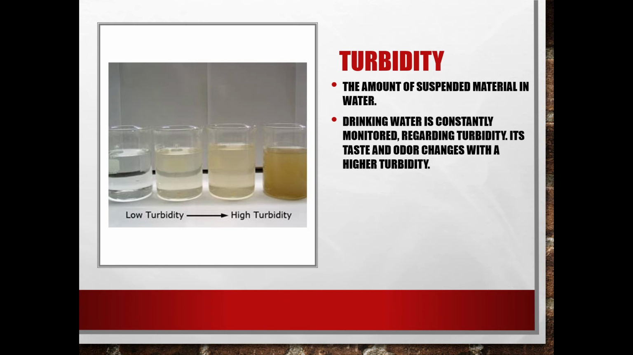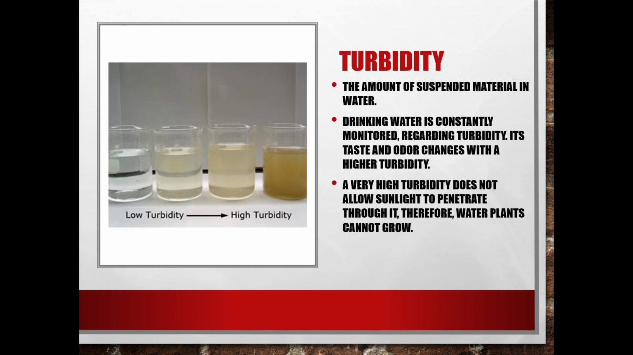Yeah, for example, if there is a high amount of feces, just like in one of the examples we were seeing before, of course, the water is going to have a brownish color, the odor is going to be terrible, and of course, you are not going to want to drink that water. What we're looking for is for it to look absolutely transparent with no materials in it. A very high turbidity does not allow sunlight to penetrate through it. Therefore, water plants cannot grow. Yeah, so it's very important that there is not a high turbidity in water because it can cause the death of several organisms. And standards for drinking water should have a very low turbidity.